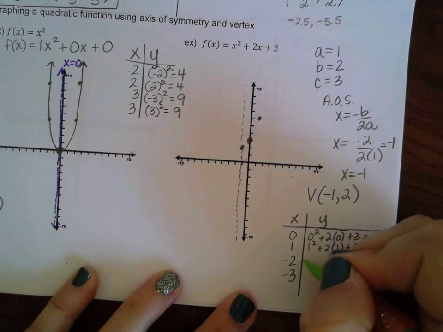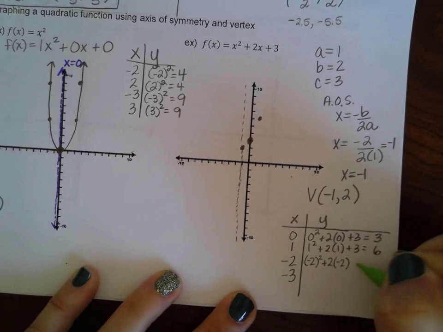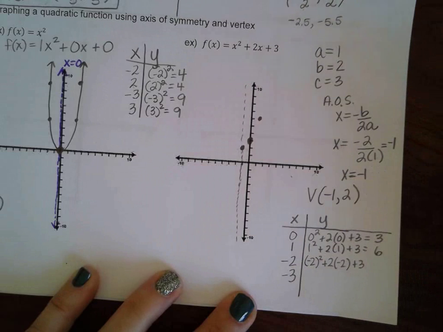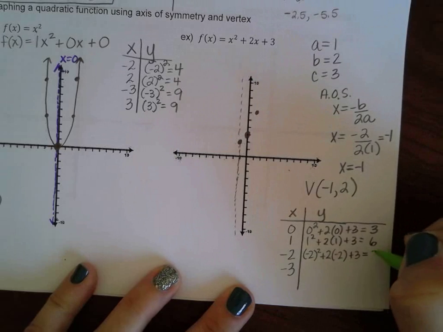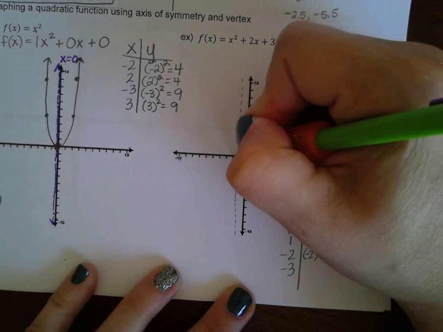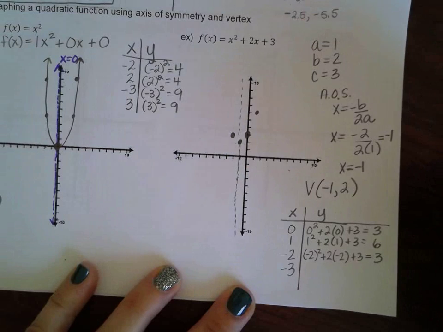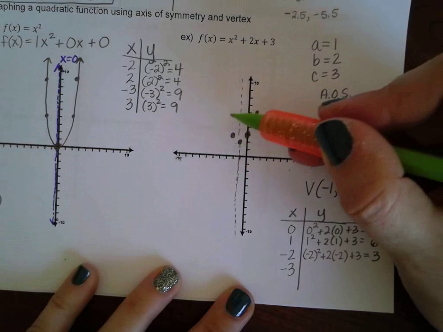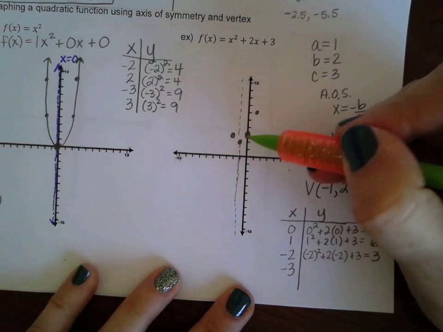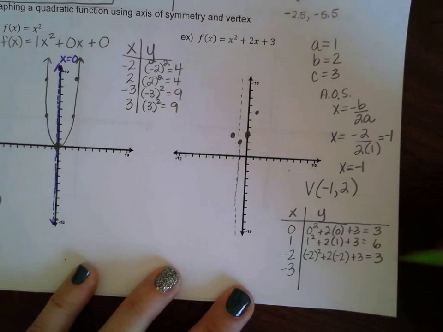To find -2, we're going to do -2 squared plus 2 times -2 plus 3. And if you need some help with this, put it into your calculator. It's okay. That's going to come out to be 3. So this is over 2 and up 3. Plus another reason that I know that this is going to be 3 is that all of these points need to be symmetrical on both sides. This line of symmetry means that this half of the parabola looks just like this half of the parabola. So that's another reason that I knew that that had to be 3.